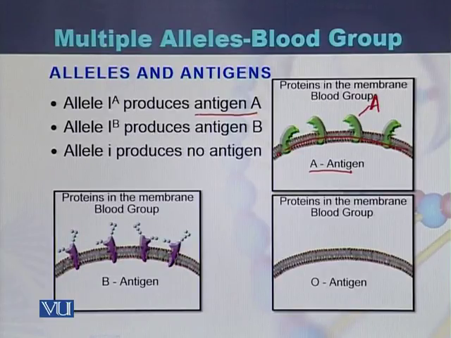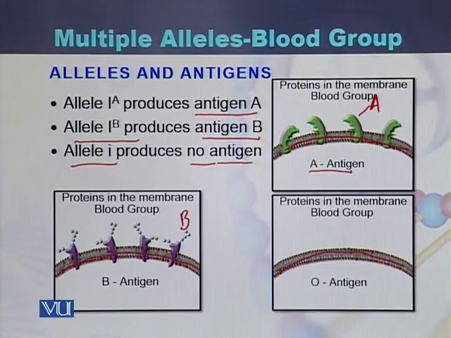While in case of allele B, it produces antigen B, and antigen B is also present in the cell membrane of the red blood cells. These are the antigen B. While in case of the third allele, allele I, that allele produces no antigen. When there is allele I, there will be no antigen on the surface of the red blood cells. Here we can see the cell membrane of the red blood cells, and there is no antigen present on the surface.